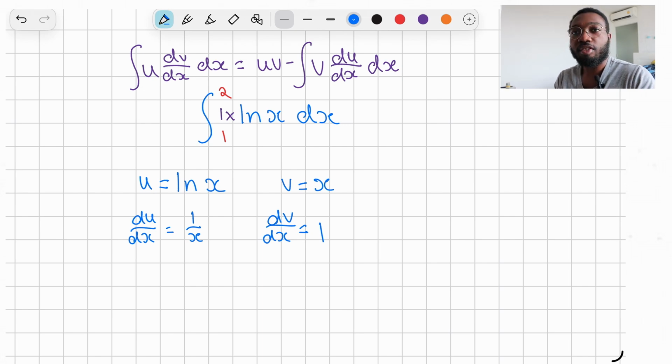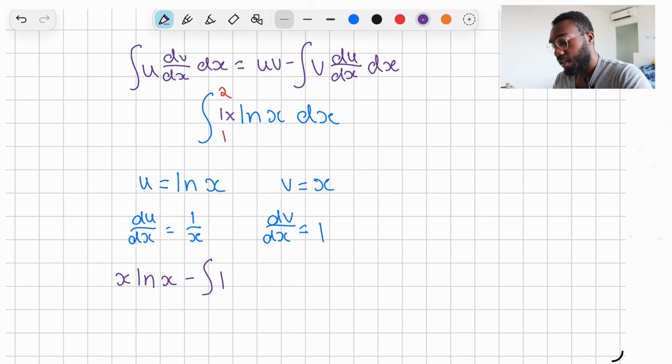And now we can just use the integration by parts formula to work out what the integral of ln x is. So if we do that, what do we get? Well, we get u times v. U times v would be ln x times x, so that's just x ln x, okay? Minus the integral of v times du over dx. Well, that's just x times 1 over x, which is just 1. And that's with respect to x. And therefore, that would be x ln x, and if we integrate 1 again, we'd get a minus x.